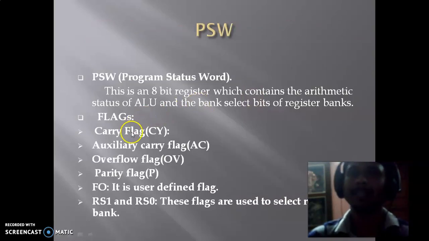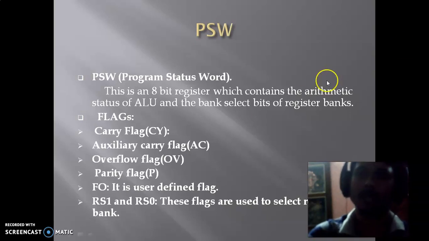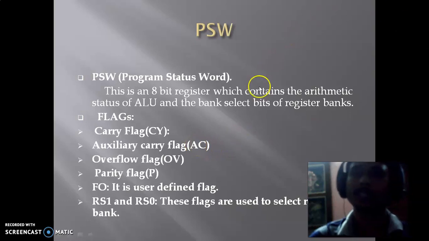And basically the carry flag: whenever any arithmetic or logical function is performed, if any carry is generated in the result, the carry flag is set as 1, otherwise 0. And auxiliary carry: whenever any arithmetic operation is made, if a carry is generated from the D3 to D4 bit, the auxiliary carry flag is set as 1, otherwise 0.